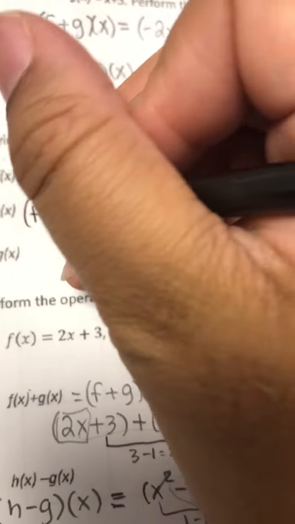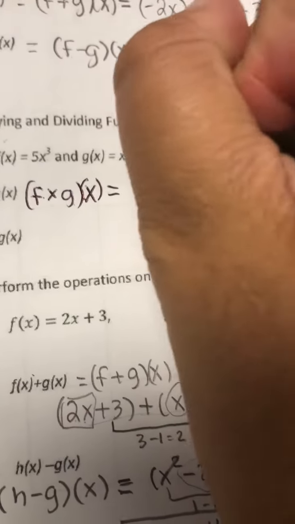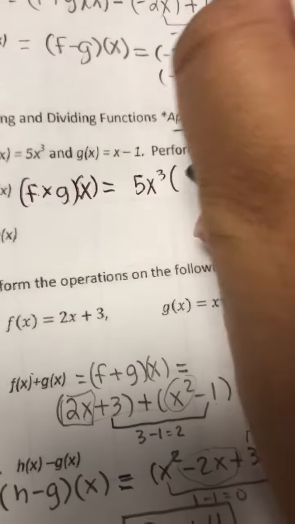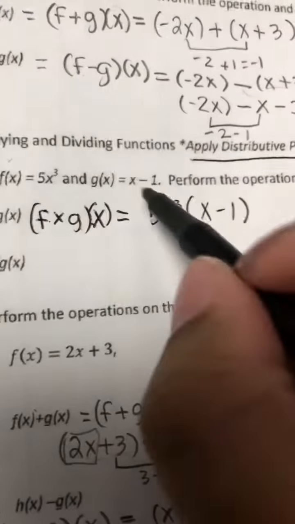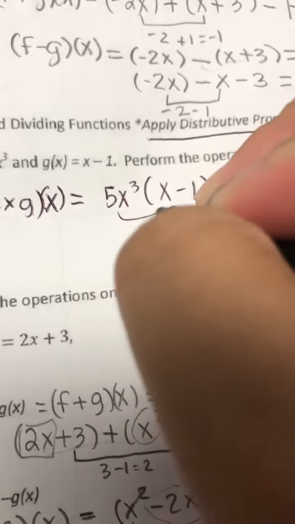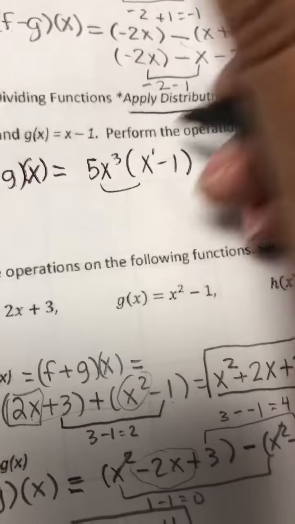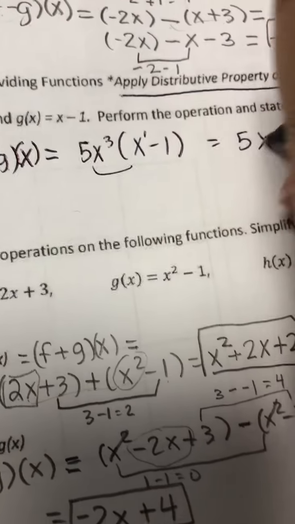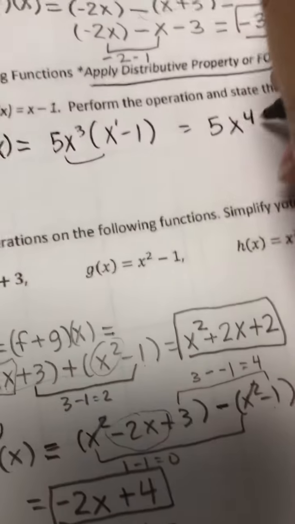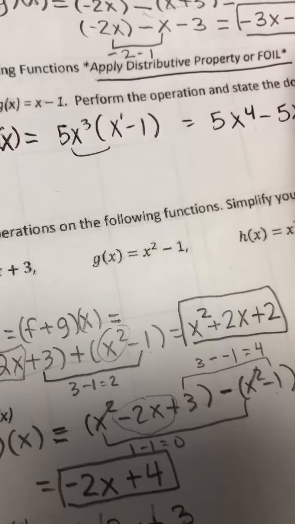So all that means is you're going to take your f function and multiply it to your g function, which means you have to do distributive property. So 3 times 1, that gives you 5x to the 4th, and 5 times 1 gives you the same thing.